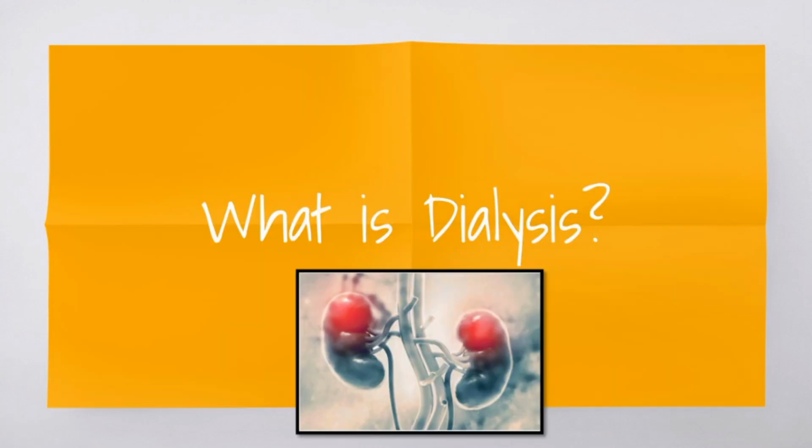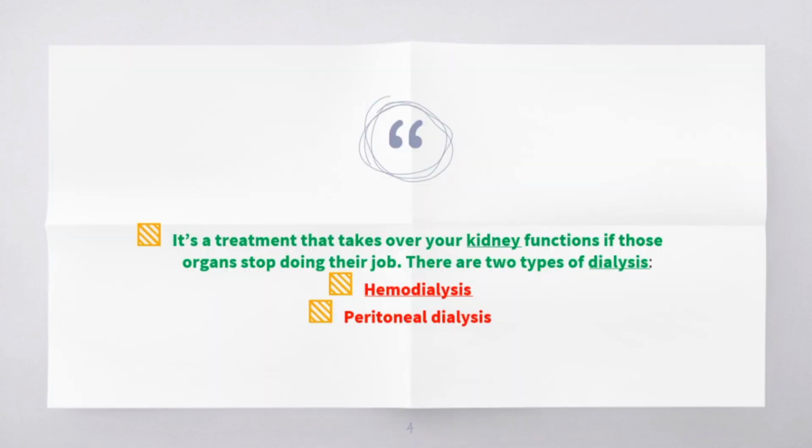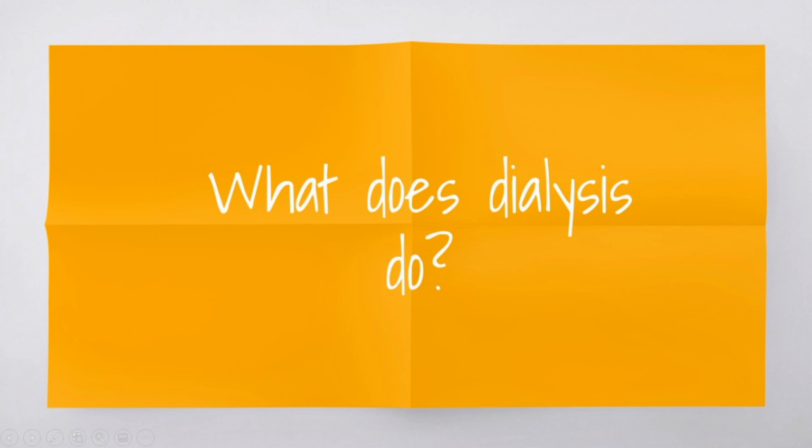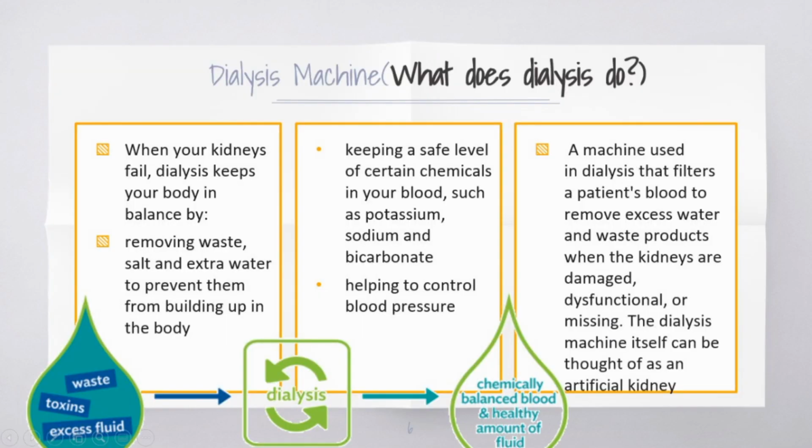You might wonder, what is dialysis? It's a treatment that takes over your kidney functions if those organs stop doing their job. There are two types of dialysis, hemodialysis and peritoneal dialysis. What does dialysis do and how does it function? When your kidneys fail, dialysis keeps your body in balance by removing waste, salt, and extra water to prevent them from building up in the body.